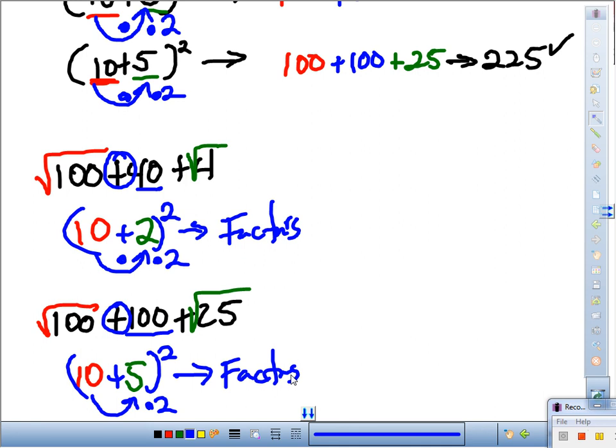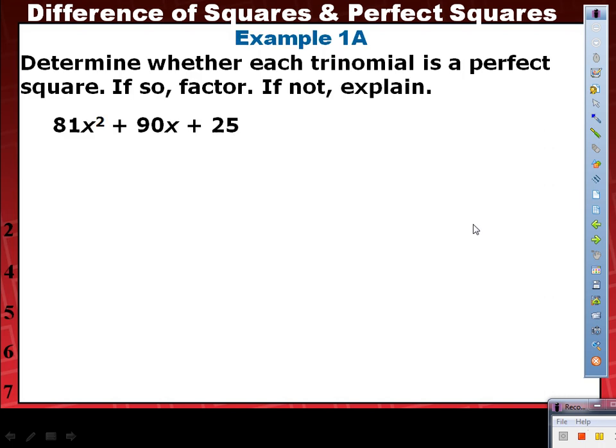Are we there so far? Yes. Okay, but of course, this is all elementary stuff. Let's crank it up a notch. Example 1. Copy this, please. Yes, please. Copy the instructions only this first time, and then after that you don't have to. It says, example 1A, determine whether each trinomial is a perfect square. If so, factor. If not, explain.